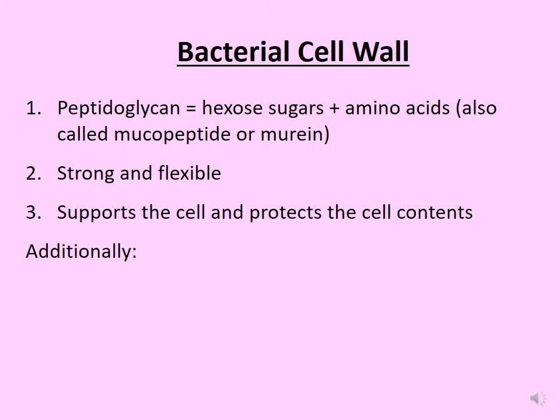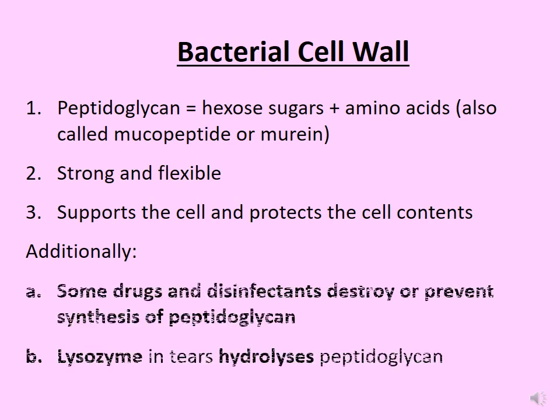So here's some more information about bacterial cell walls. Bacterial cell walls are made of peptidoglycan, which are hexosugars and amino acids. The alternative names are mucopeptide or murein, depending on which textbook you're reading. And cell walls are strong and flexible. They support the cell and protect the cell contents, either from drying out, from being attacked by enzymes, or by the immune system of the host organism.